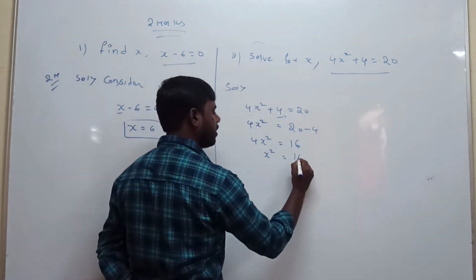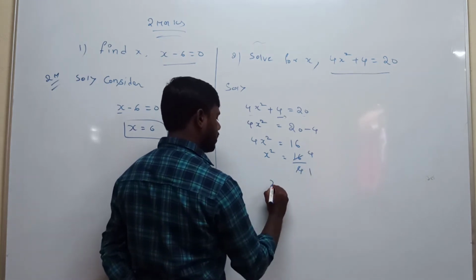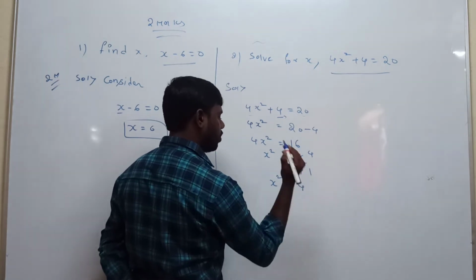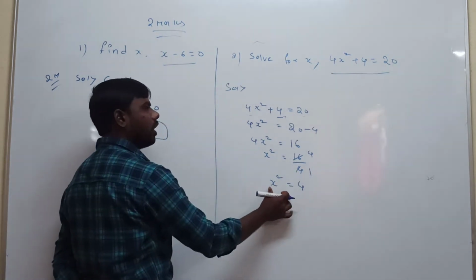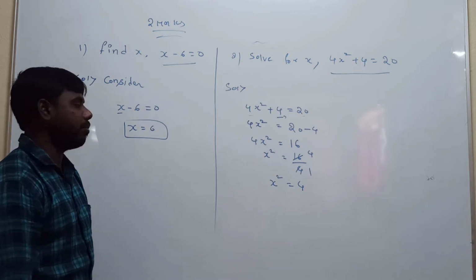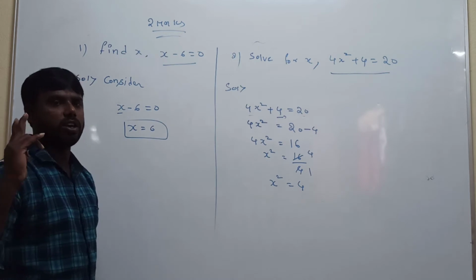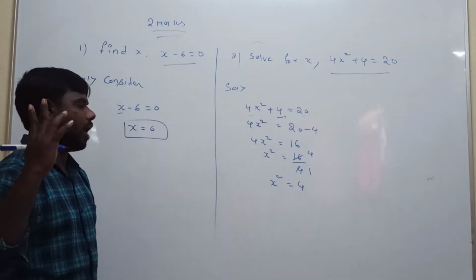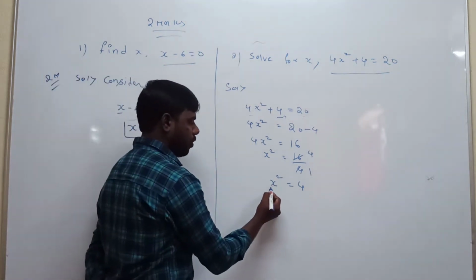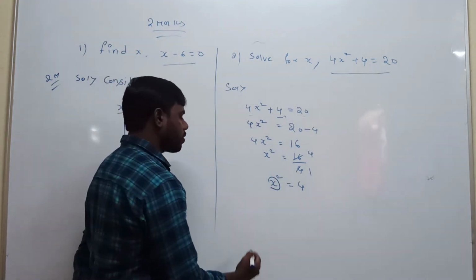In the denominator, 16 divided by 4: 4 ones are 4, 4 fours are 16. The x square is equal to 4. Now this equation is called a pure quadratic equation. How many values are we getting? 2 values, because the polynomial degree is 2. That's why definitely the roots of the equation are 2 values. So you only calculate x. What is extra? The square is extra. So to eliminate the square, take the square root on both sides.